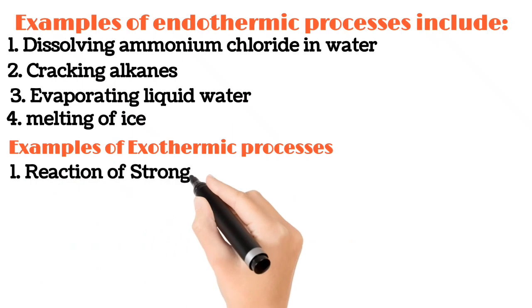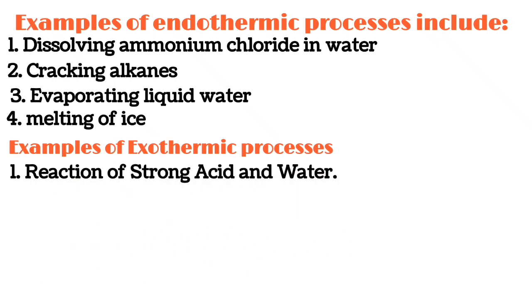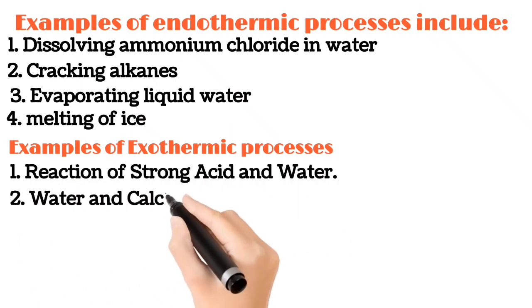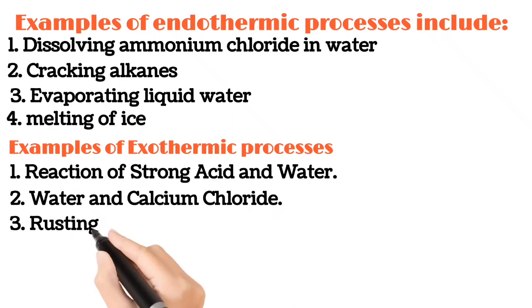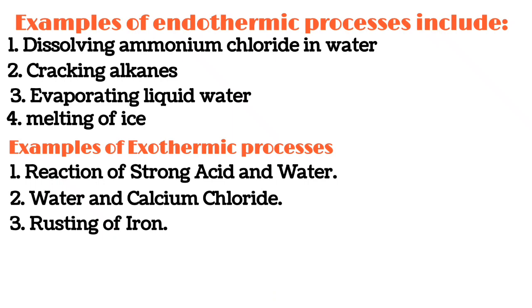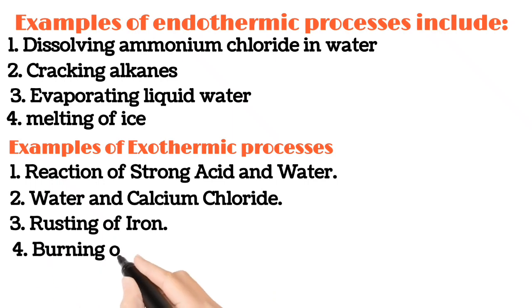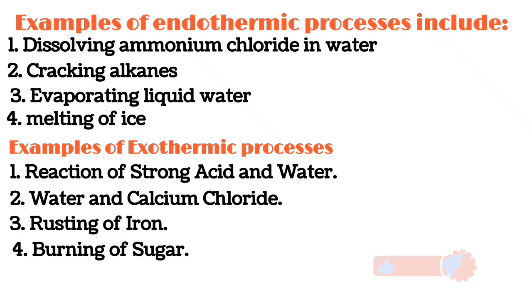Now let's go to the examples of exothermic processes. We have reaction of strong acid and water. We have reaction between water and calcium chloride. We have rusting of iron, that's corrosion of iron. We have burning of sugar. So these are examples of endothermic and exothermic reaction.